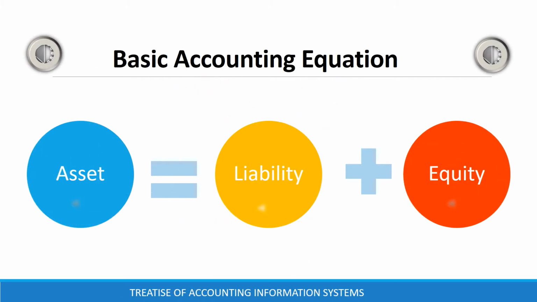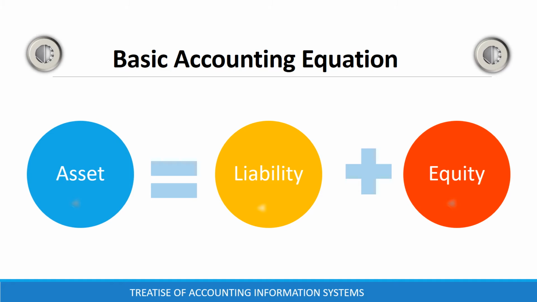The basic accounting equation is based on the 3 elements of accounting information that show the financial position of an entity. That is, assets, liability, and equity. Assets are expected to have a debit balance, hence presented on the left side of the accounting equation, while liabilities and equity are expected to have a credit balance, hence presented on the right side of the accounting equation.